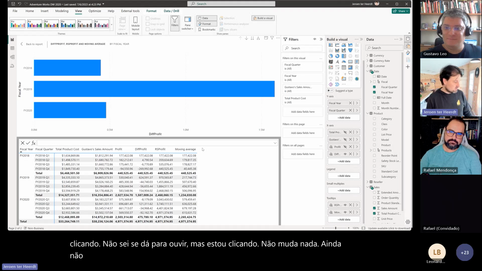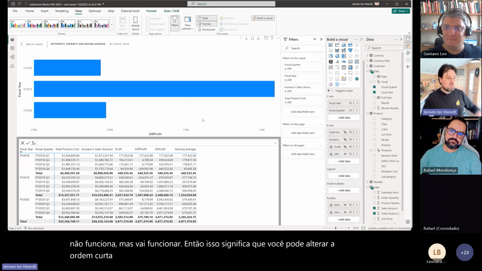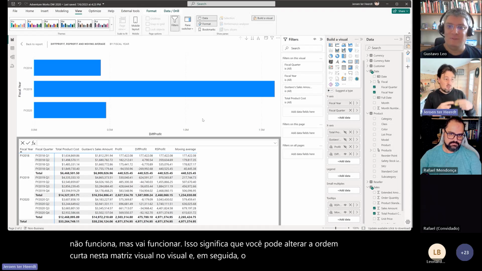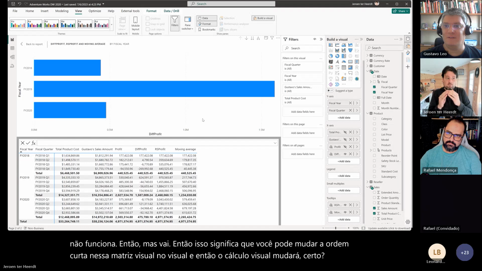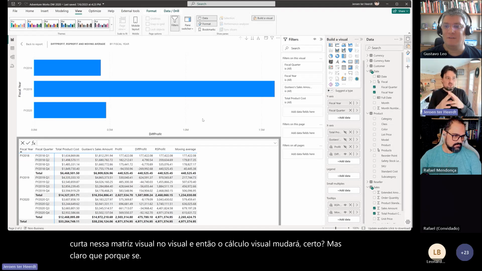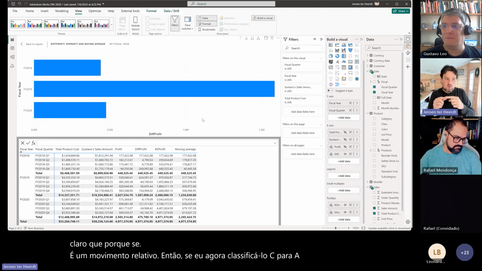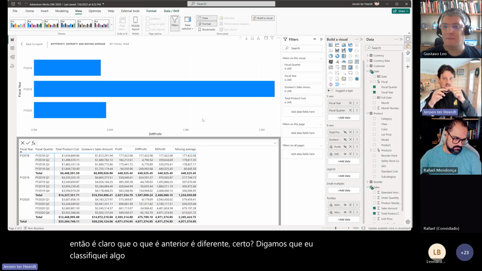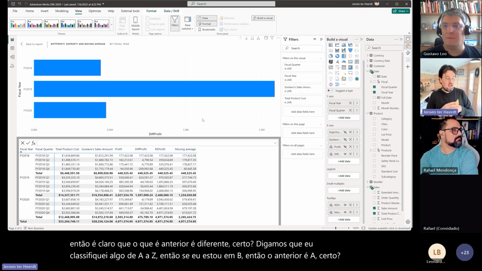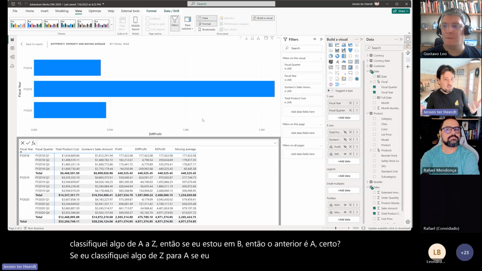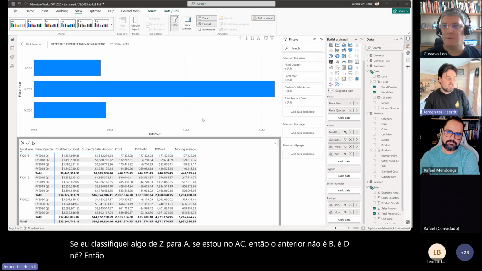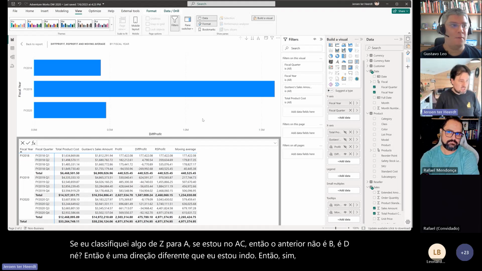That means you can change the sort order on the visual matrix, and then the visual calculation will change, because it's a relative movement. If I sorted A to Z, then if I'm at B, the previous is A. If I sorted Z to A, if I'm at C, then the previous is not B, it is D. So it's a different direction I'm going. So yes, this will change. You will be able to change the sort order.